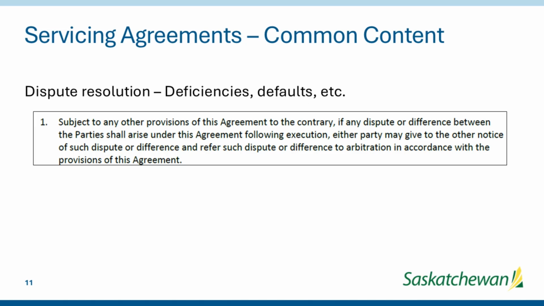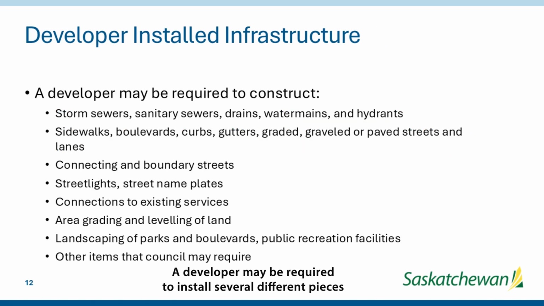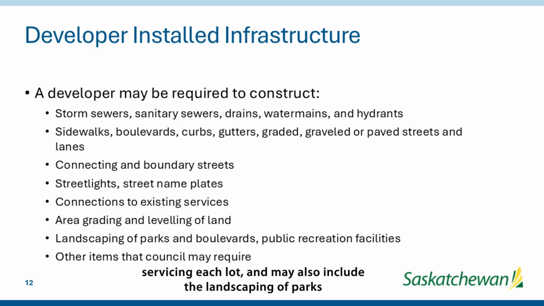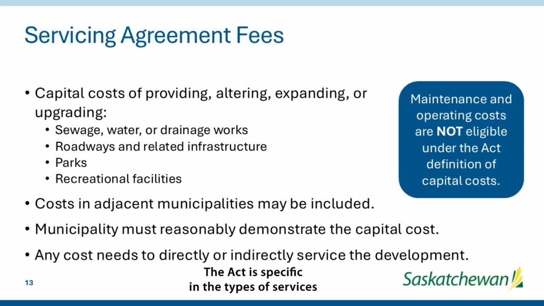A developer may be required to install several different pieces of municipal infrastructure as a part of a subdivision. Typical items are sanitary sewers and water mains, and associated connections servicing each lot, and may also include the landscaping of parks and the installation of playground equipment. While this section is broad, allowing council to require other items outside of those specifically listed, these items must relate to the proposed subdivision.